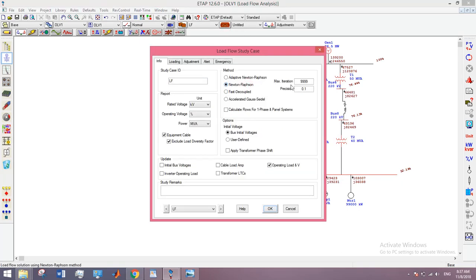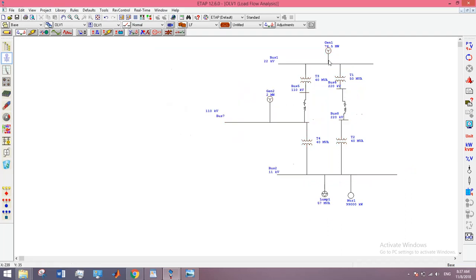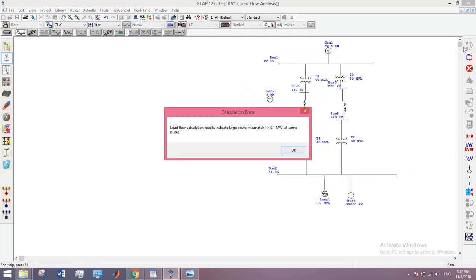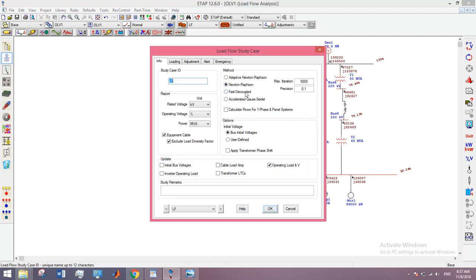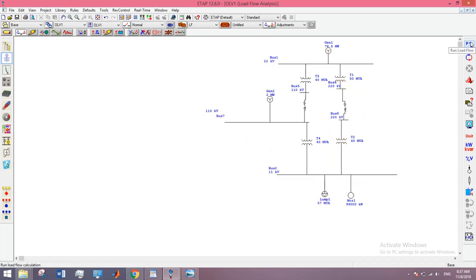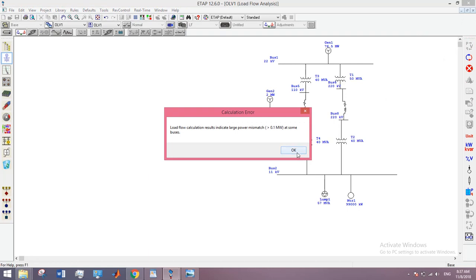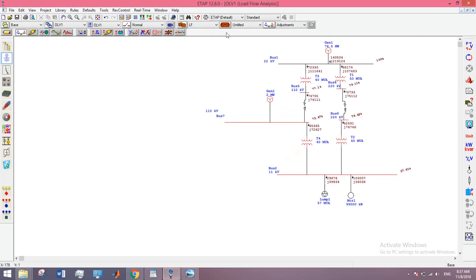Now try Newton-Raphson with 5,000 iterations and same 0.1 precision. It also worked with Newton-Raphson. Now trying with fast-decoupled, 5,000 iterations and 0.1 precision. Yes, it worked.